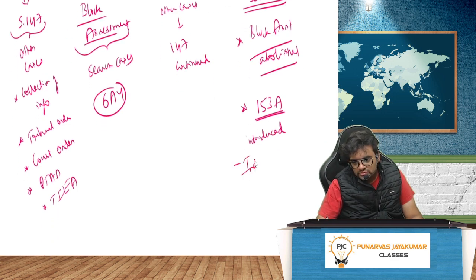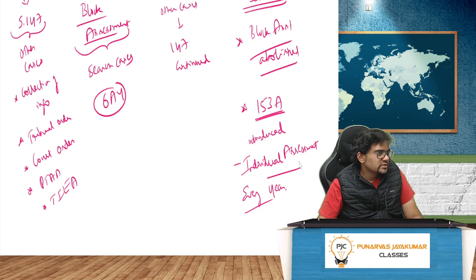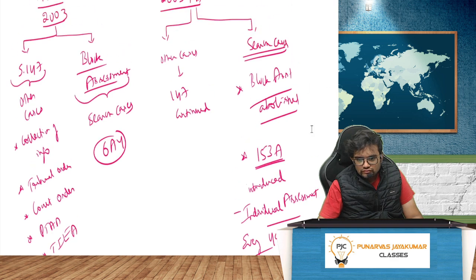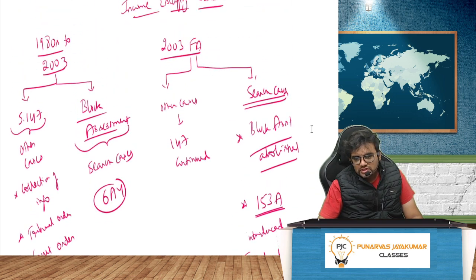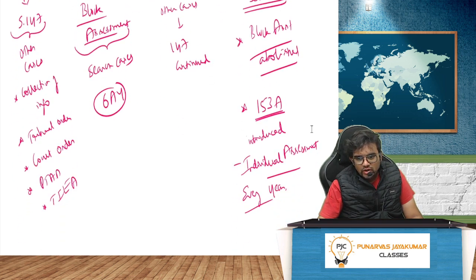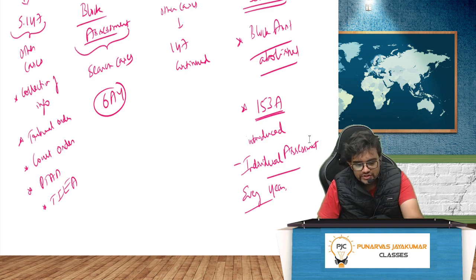And this is what? Individual assessment. Every year, not a block. I want to open one for 2000, what do you say? 4, open 2004. I want to open 2005, open 2005. Getting it, guys? So this is the 2003 Finance Act. Block assessment. Now why am I doing all this? There is a reason. You will understand why. Why are we going to the history?